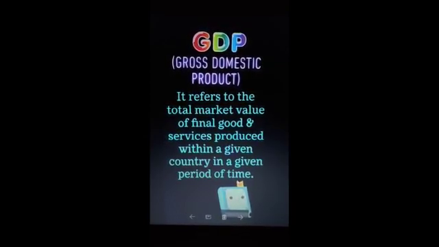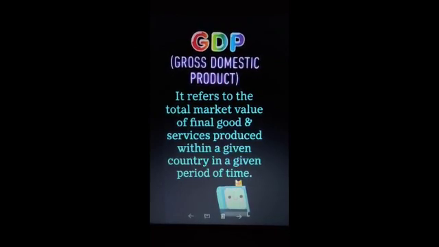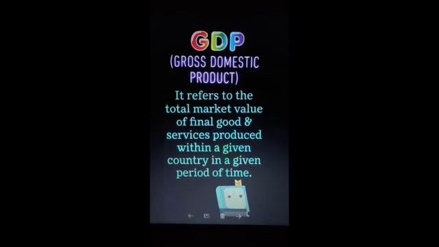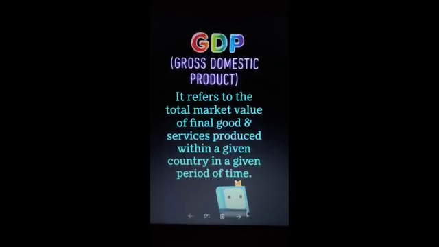So by concluding this definition, we will say that it basically refers to the total market price or the market value of the final goods and services produced within a given country, even in a given period of time.